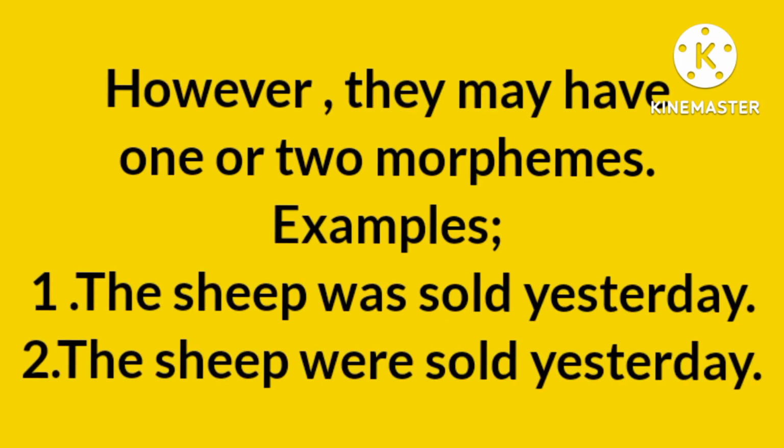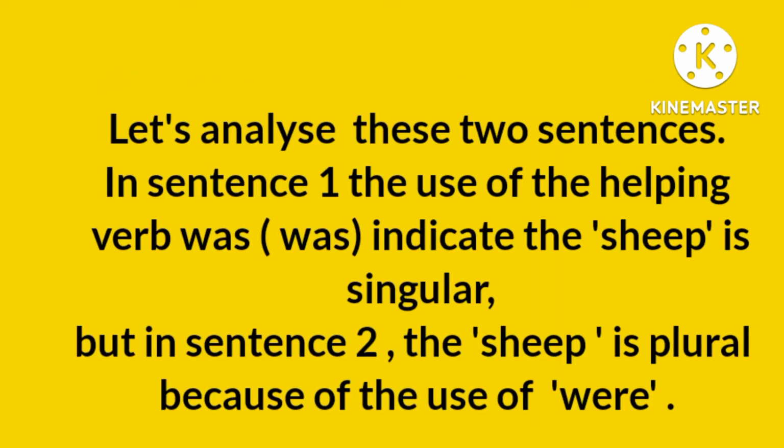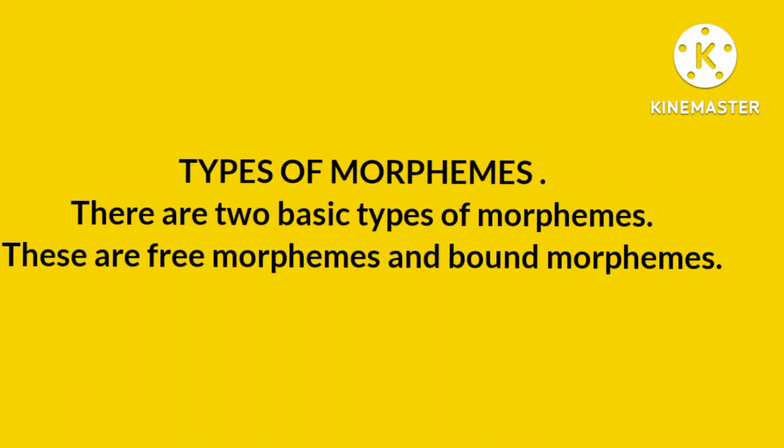You've done very well. However, they may have one or two morphemes. Examples: 1. The sheep was sold yesterday. 2. The sheep were sold yesterday. Let's analyze the two sentences. In sentence 1, the use of the helping verb was indicates the sheep is singular, but in sentence 2, the sheep is plural because of the use of were.